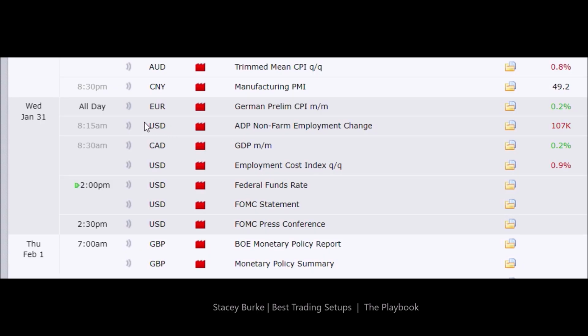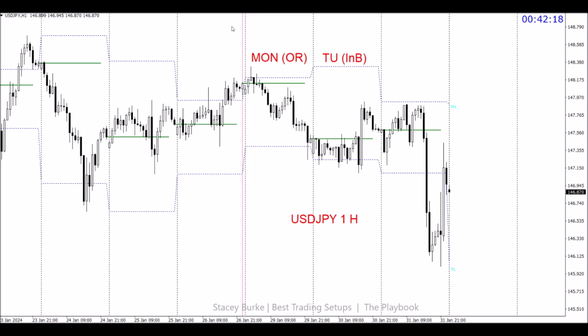Today we had non-farm ADP, non-farm employment change at 8:15. The Canadian dollar had GDP. Now we had the Fed later in the day, but I'm talking about the 12 candle window heading into our US session. Now we're looking at the Japanese yen.